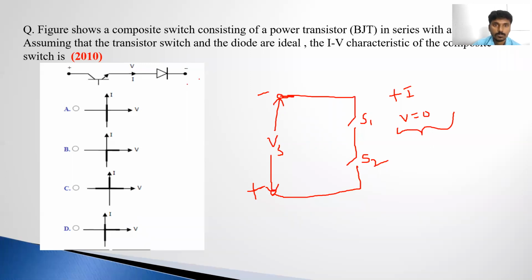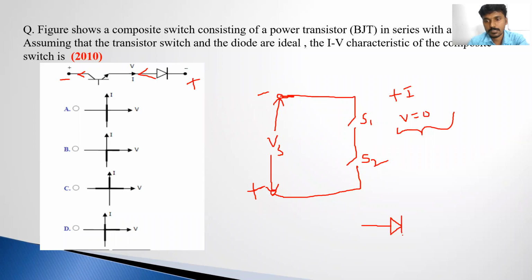This will become a positive and this will become a negative. What will happen? Is there any current flowing through this circuit in reverse direction? ऐसे कुछ करंट फ्लो होता है क्या रिवर्स डायरेक्शन में? Is there any chance to flow the current in reverse direction?